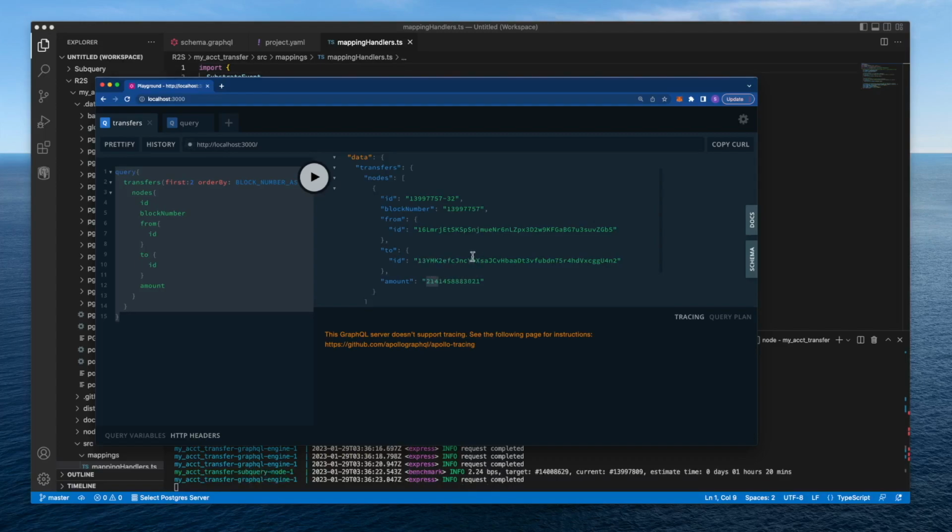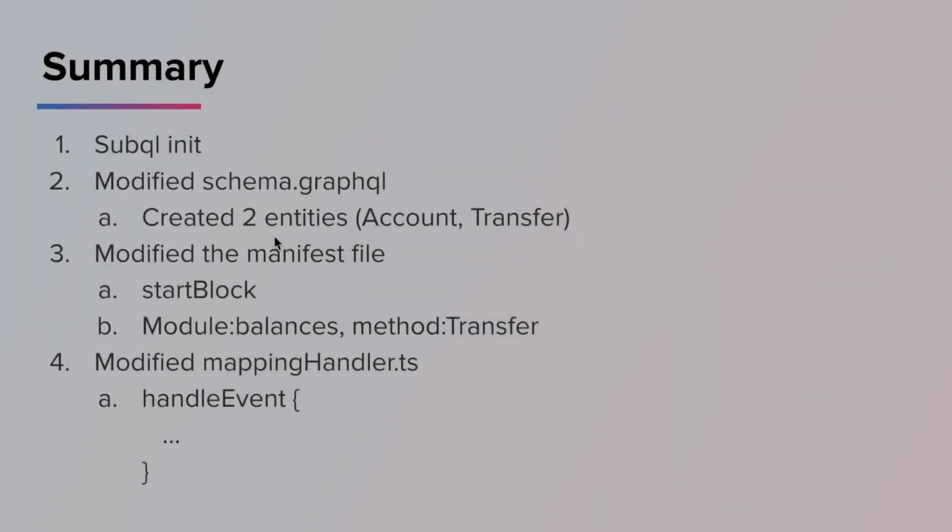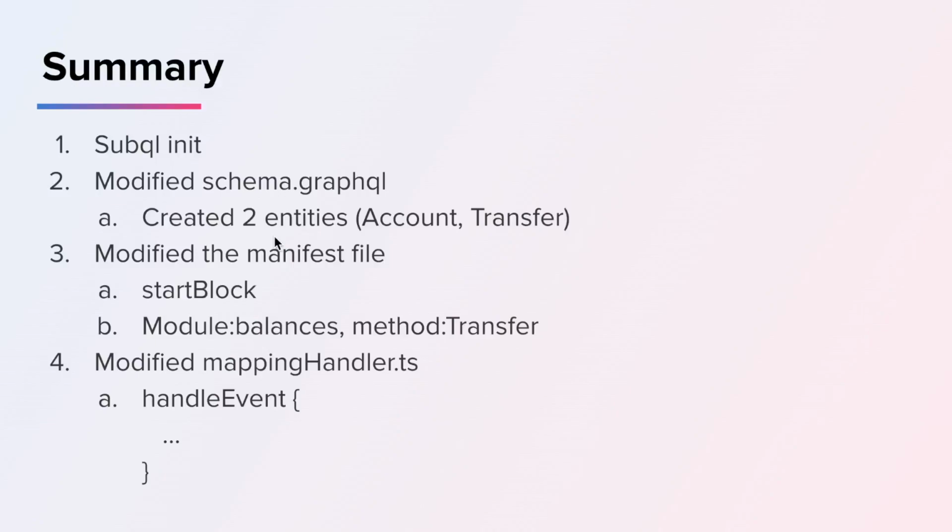So this is a very quick example here of how to spin up an indexing project on the Substrate blockchain, extracting the transfers of transactions. Let's go ahead now and do a quick summary, where the first step was running the SubQuery init command to create that starter project that we saw. Number 2 was modifying the schema.graphql file, where we actually created two entities called account and transfers.